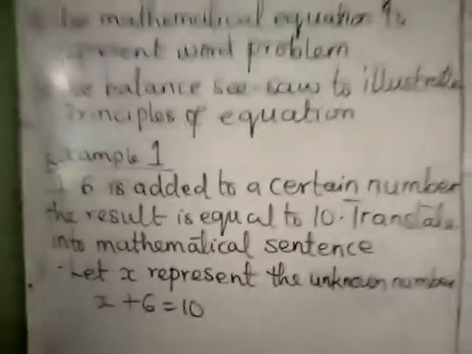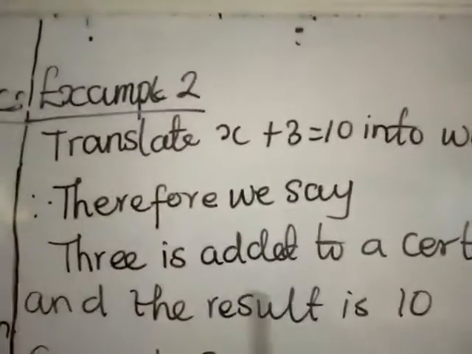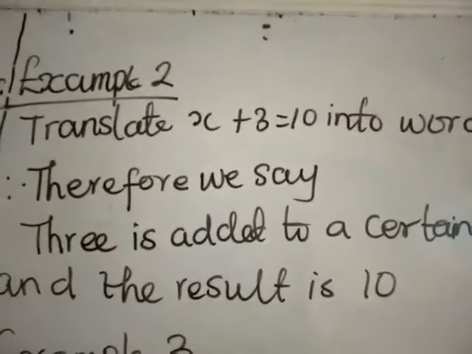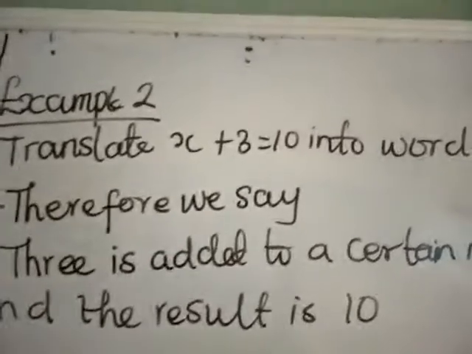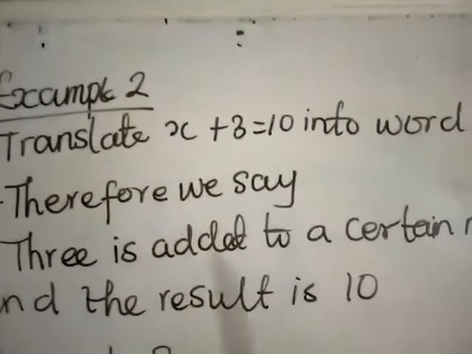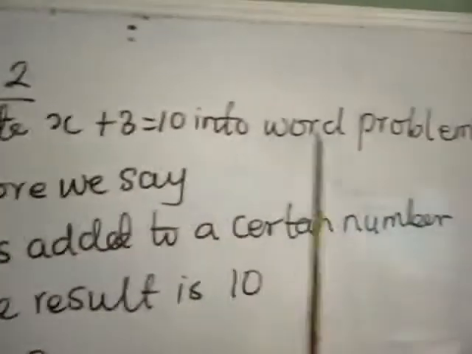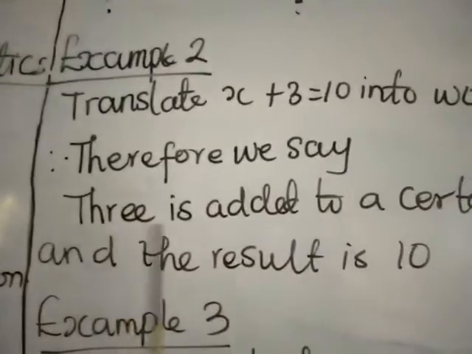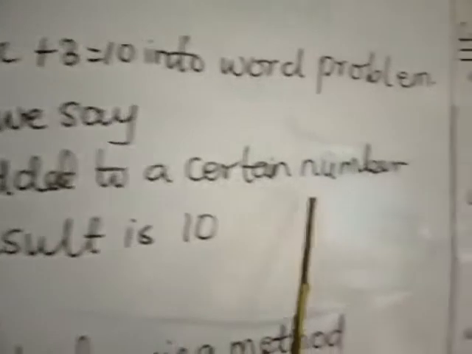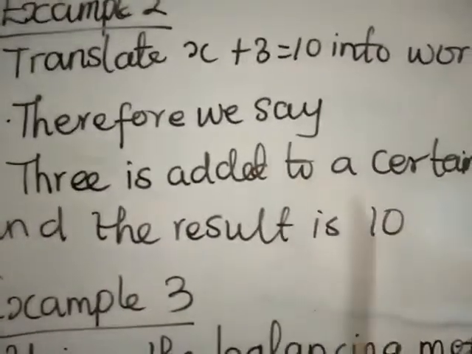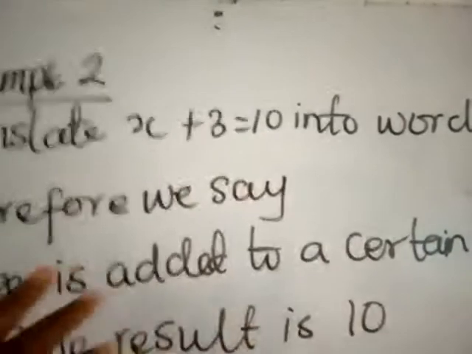Now we go to the second example. The second example says we are translating what? We use mathematical equation to represent word sentence, word problem. It's just like when you're translating figures to words and words to figures. Now we are translating figures to words. We'll say translate x plus 3 equal to 10 into word problem. We don't say, therefore, we say 3 is added to a certain number and the result is 10. So we have translated the mathematical equation into word problem.